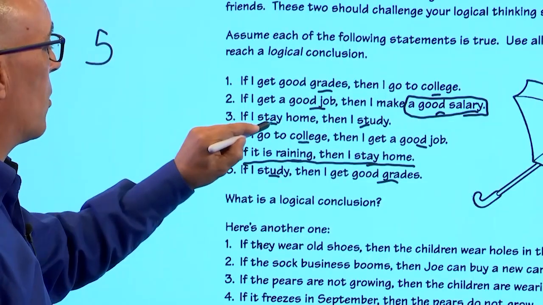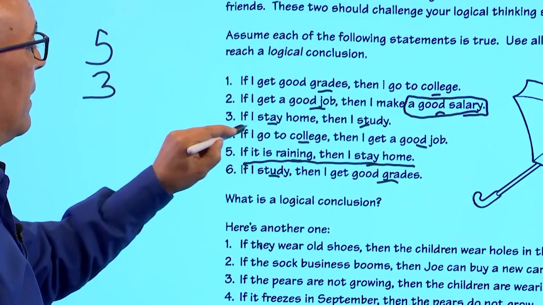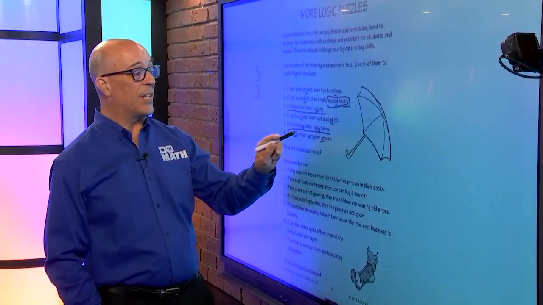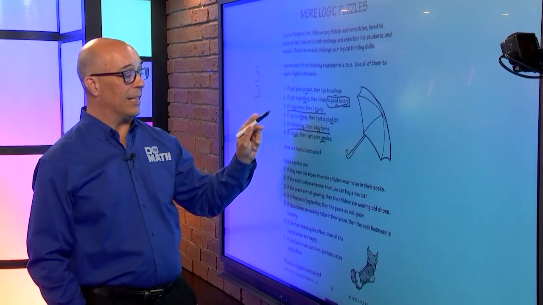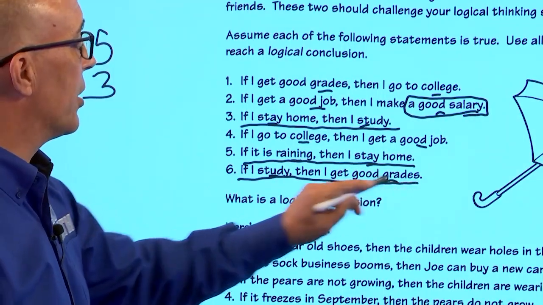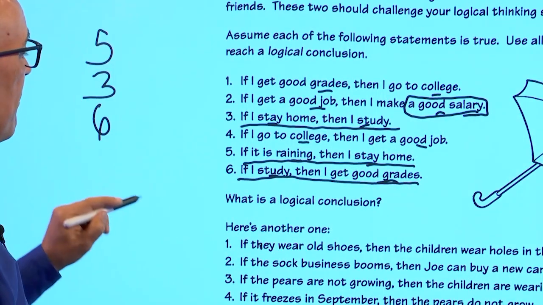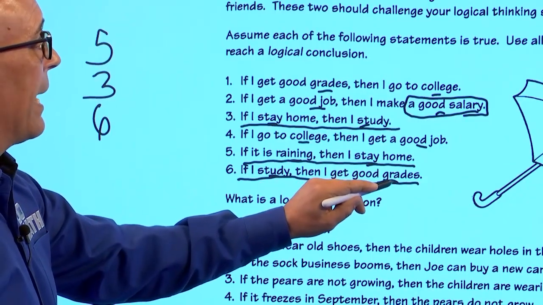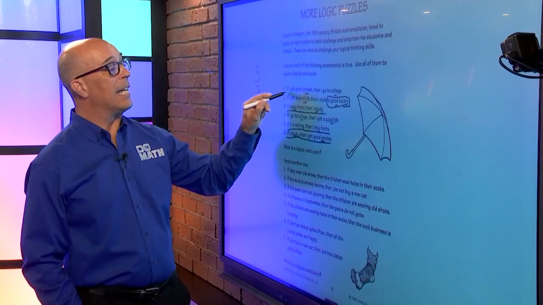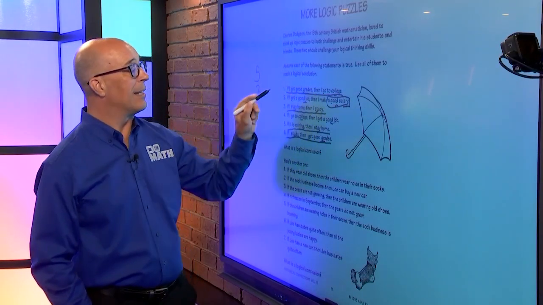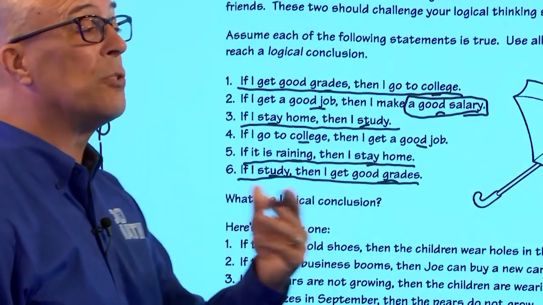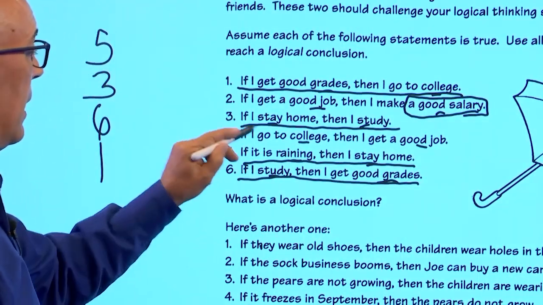Okay, if I stay home, which is 3, then I study. So we ended with study, so I have to begin with study, which is right here. If I study, then I get great grades, so there's 6. So I ended with grades. I go to a beginning statement that begins with grades. If I get good grades, then I go to college, 1. College is where we ended, so college is where we need to begin, right here.